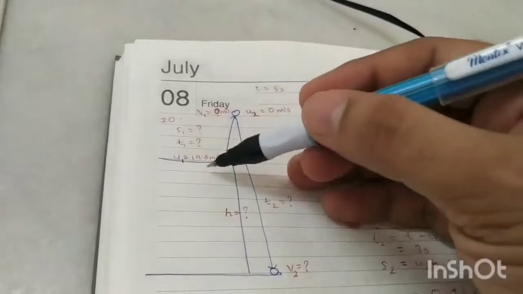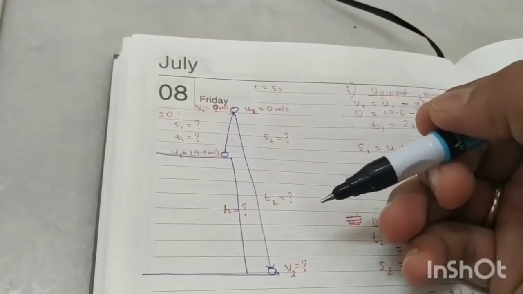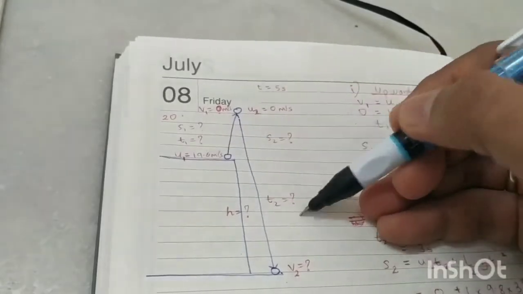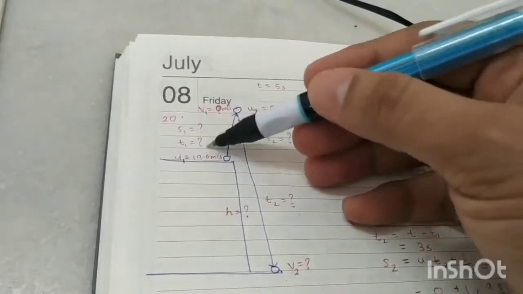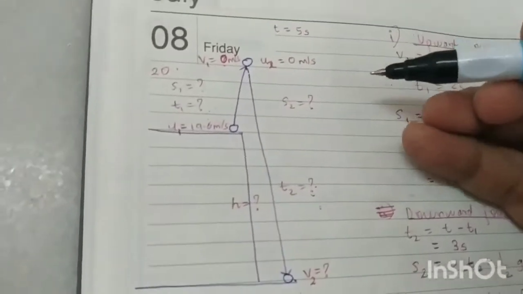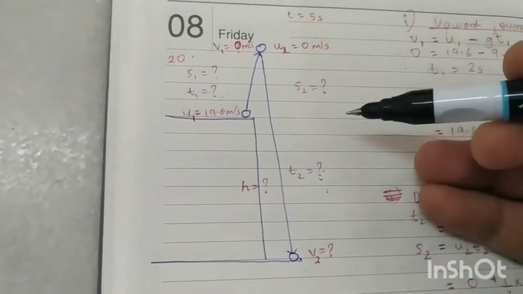So what is unique about this sum is that the upward journey and downward journey are not equal. The total time is given as 5 seconds, but time 1 and time 2 are unknown, and obviously they will be different. But I know that t1 plus t2 is 5 seconds. Drawing this diagram and writing all the data here will make this sum very easy.